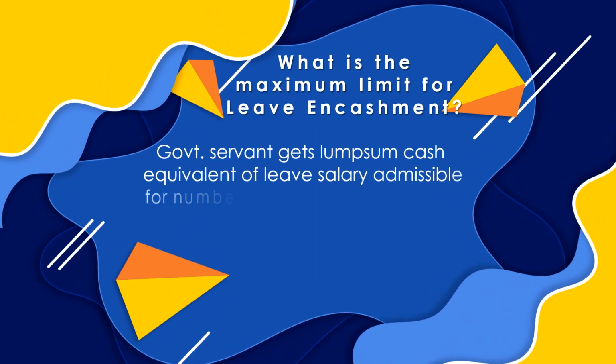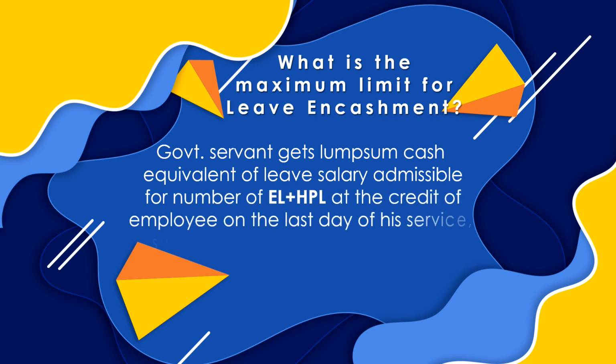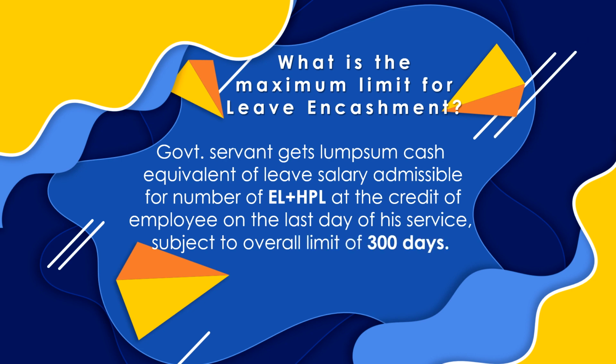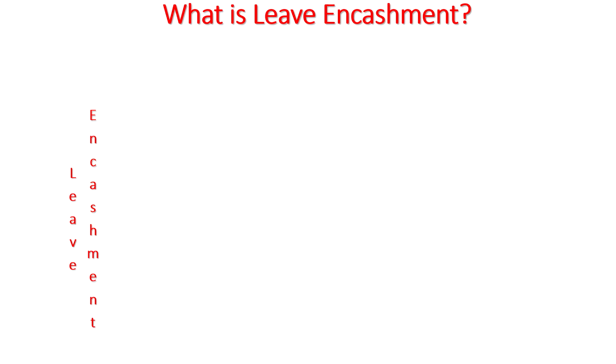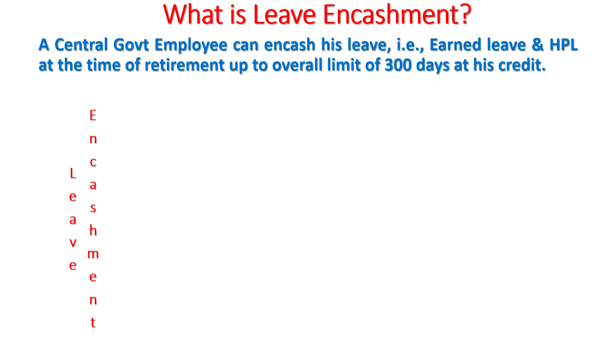The government servant gets a lump sum cash equivalent of leave salary admissible for the number of EL plus HPL at the credit of the employee on the last day of his service, subject to a maximum of 300 days. So, a central government employee can encash his leave, that is the earned leave or the HPL, at the time of retirement up to the overall limit of 300 days at his credit.